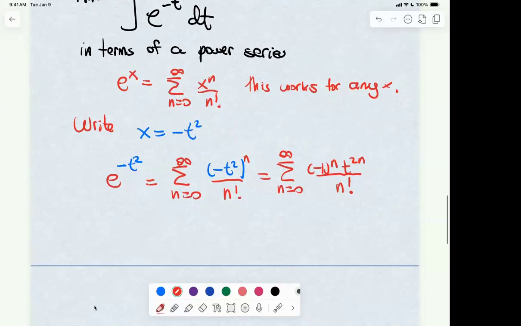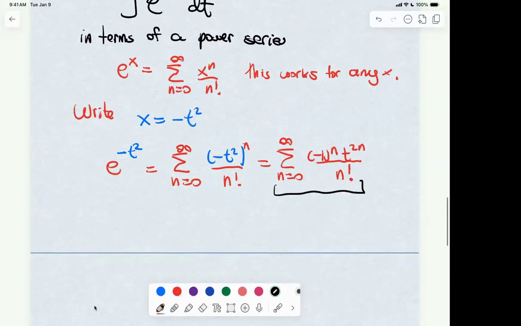But let me just write as a remark that it will be the same series that you find if you use a Taylor formula directly. So it gives the same.